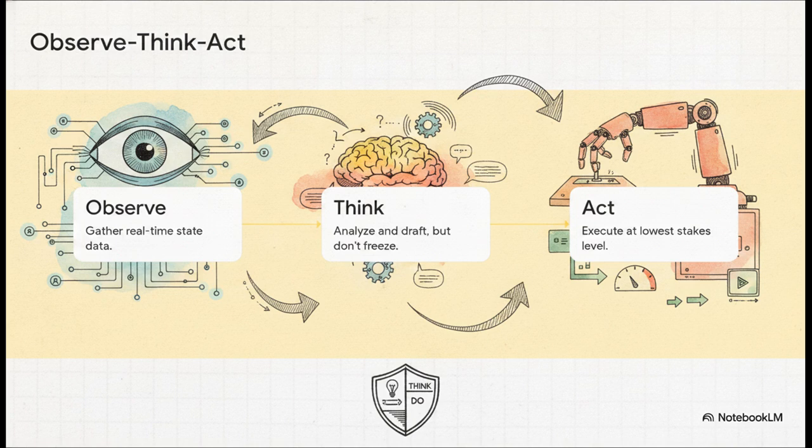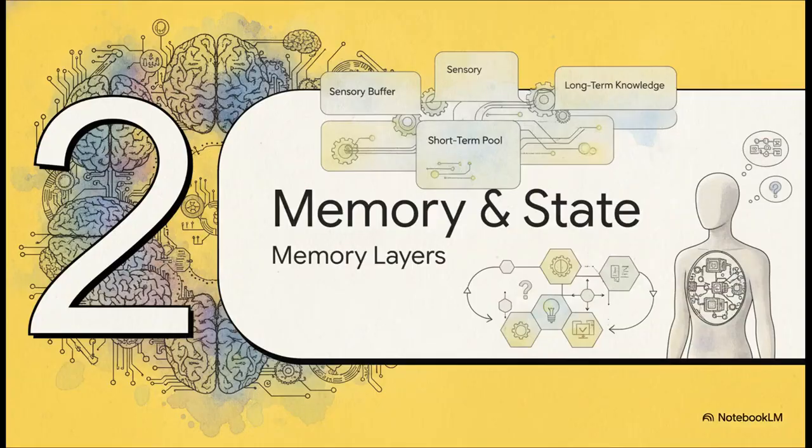We have to build this think versus do mental model right into the agent's identity. A paralyzed agent is completely useless to us. When it's uncertain, it should definitely think and prepare, but it has to default to action to keep the workflow moving.